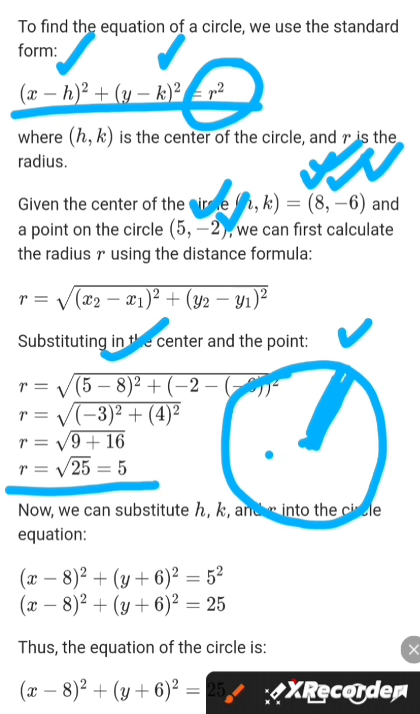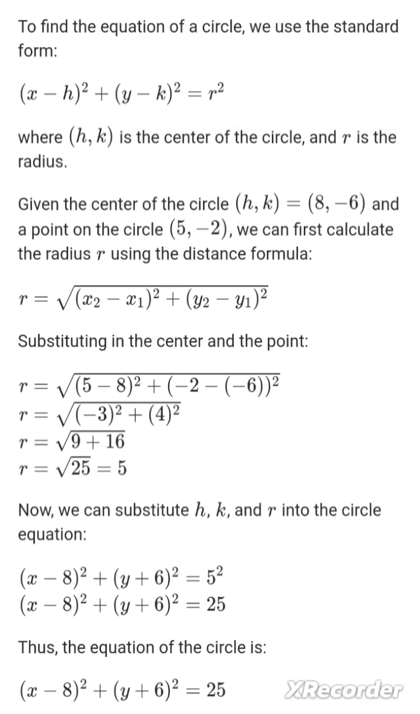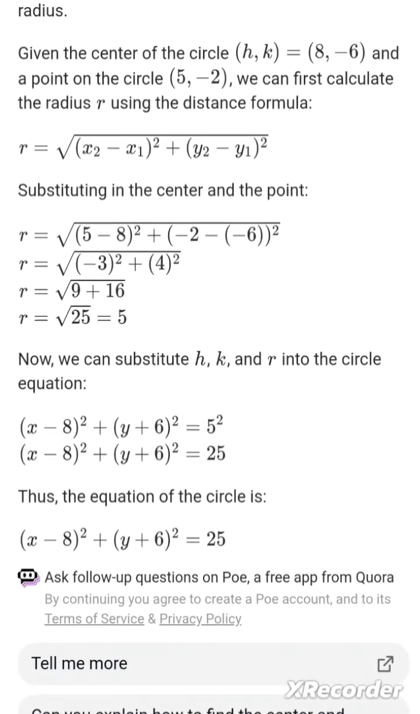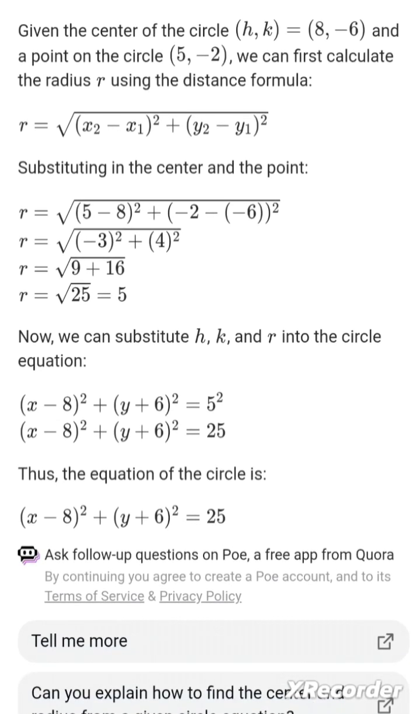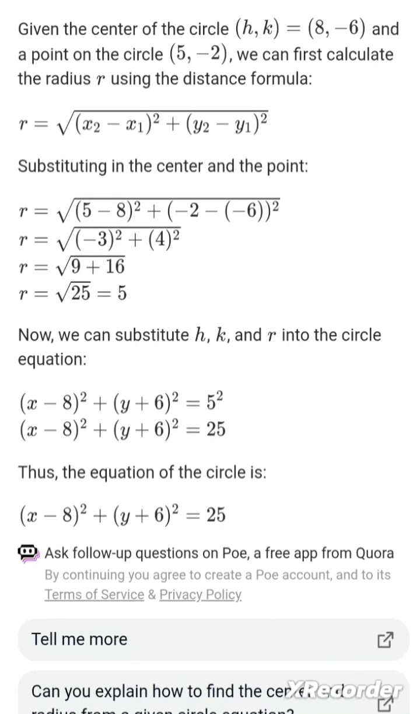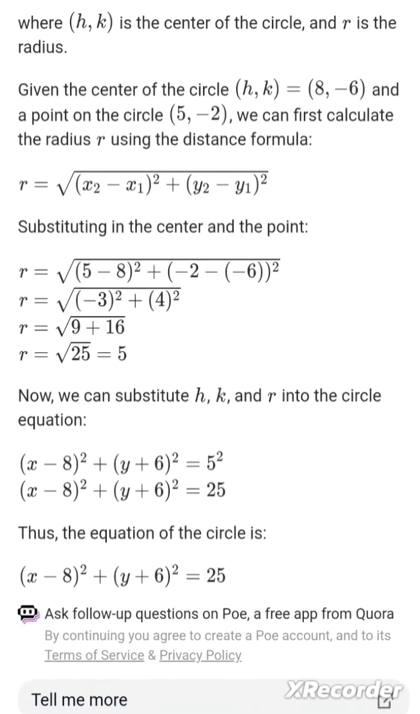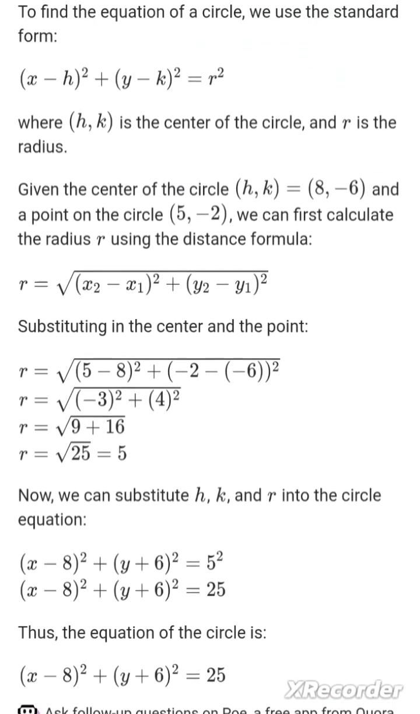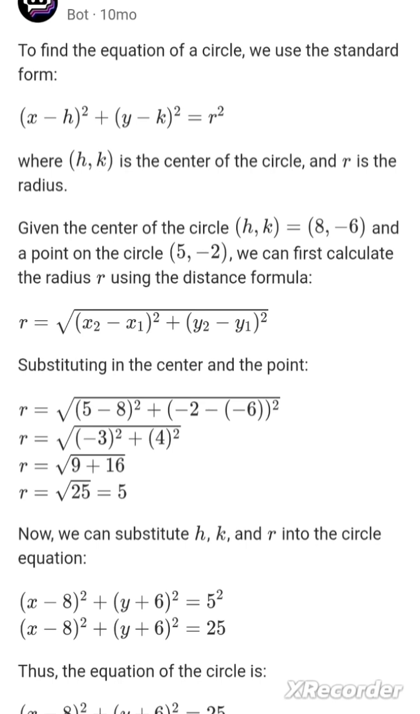Now substitute the values of r, h, k in this standard equation, which has been done here. So the equation of the circle is (x minus 8) whole square plus (y plus 6) whole square equals 25. So that's the required equation. You may simplify the whole squares and write it in the general equation form as the answer.